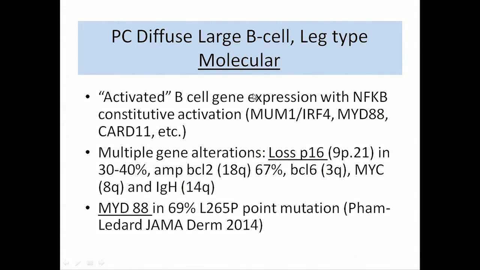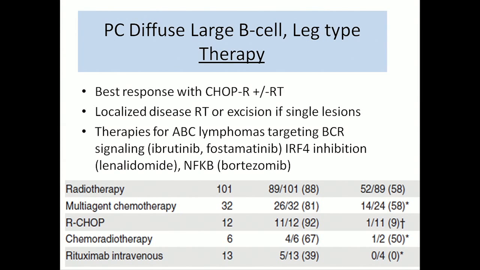So activated B phenotype, the important thing for you to remember is this MYD88, which is a toll-like receptor analog, that about 70% of the patients have a leucine 265 to proline point mutation, very specific for all those cases. This study was done on paraffin sections, so the authors believe that even the ones that were negative are probably positive. So this may be a driving gene mutation for those patients.